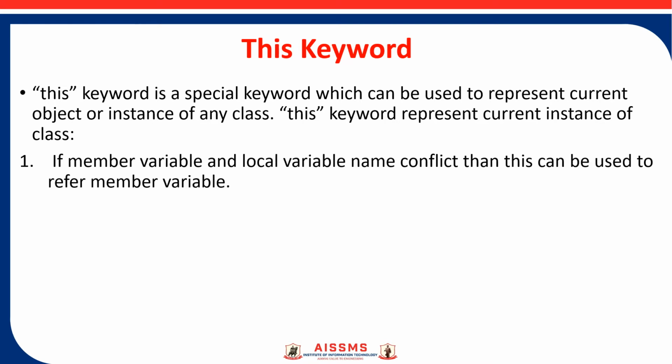One is, if there is a conflict between the instance variable name and the local variable name, then generally we use the this keyword to differentiate the instance variable and the local variable name.